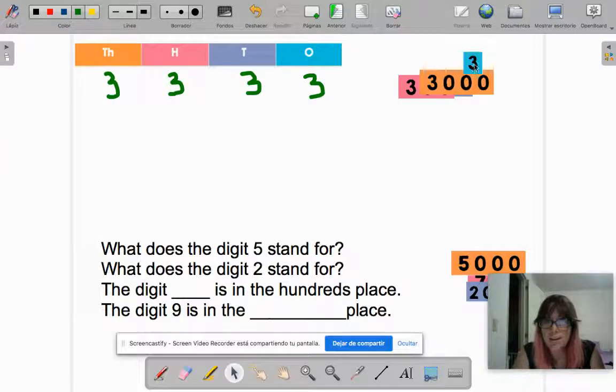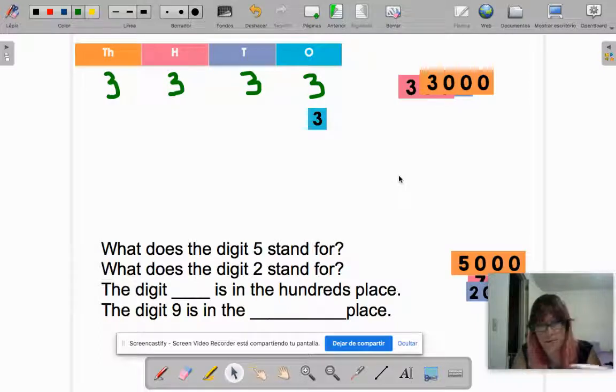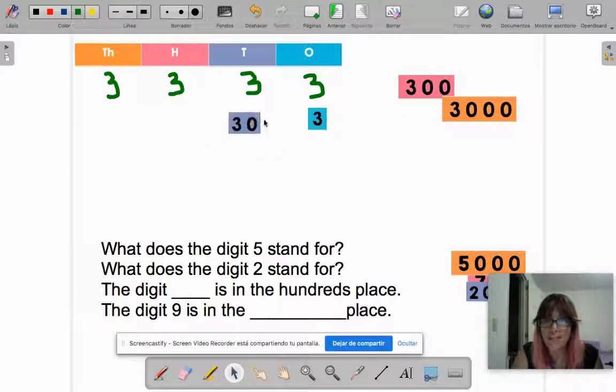These 3, remember, means just 3 ones. A normal 3. 1, 2, 3. That's it. Okay? This 3 is in the tens place. So if it's in the tens place, when you say it, you don't say 3. You say 33. So here we say 30. That's the value of these 3. And last week we practiced with our cards. This 3 is a normal 1, 2, 3 ones. And this 3 is the same as 30 because it's in the tens place.